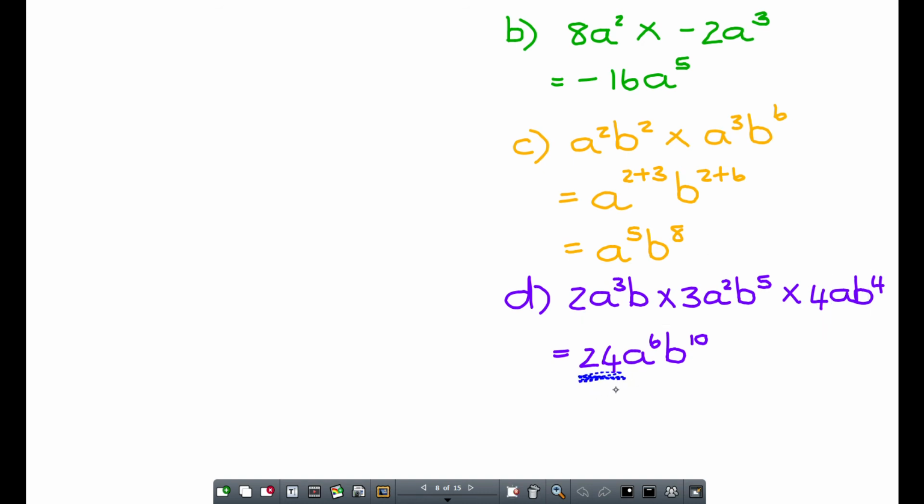Now look at all the A's. A to the power of 3, A to the power of 2, and that is actually A to the power of 1. So because the base is the same and we're multiplying, I can add those exponents. 3 plus 2 plus 1 means it would be A to the power of 6. That's what you missed. Are you fine with the B's? Okay. Anyone else?